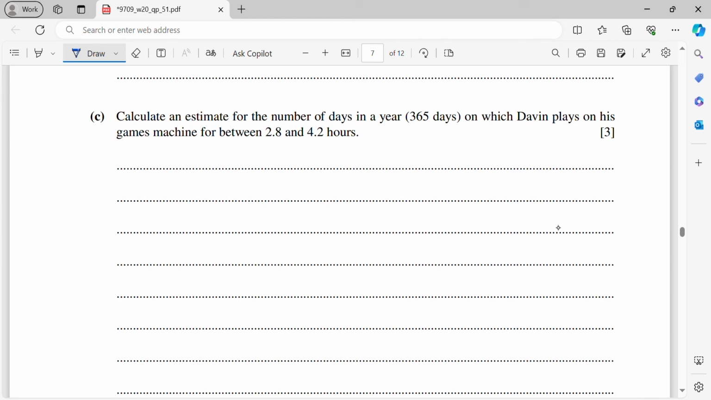Okay, now calculate an estimate for the number of days in a year, which consists of 365 days, on which Darwin plays on his games machine for between 2.8 and 4.2 hours. So before you find the days, we need to find the probability first. So the probability that x is between 2.8 and 4.2.